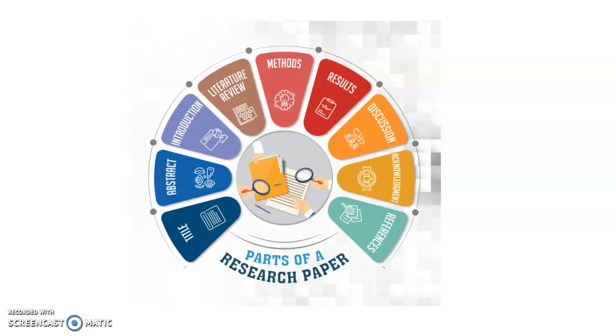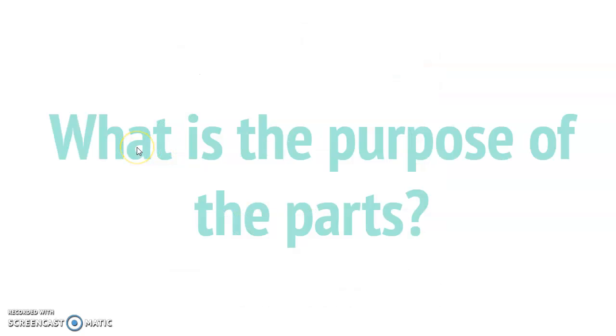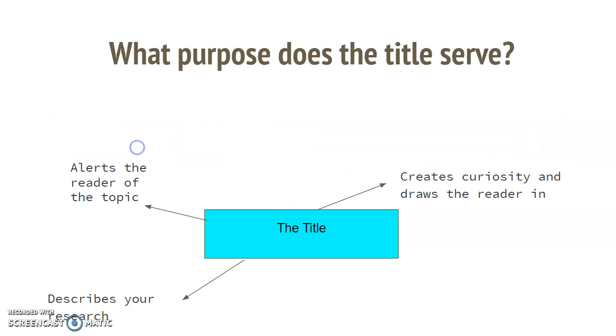Some research papers have additional aspects, which can be the appendices, which can be found at the end of the references, after the references, or the theoretical framework, which can be found between the literature review and the methodology within a research paper. We will now explore what the purpose of the parts is.